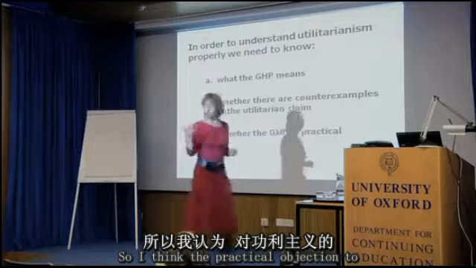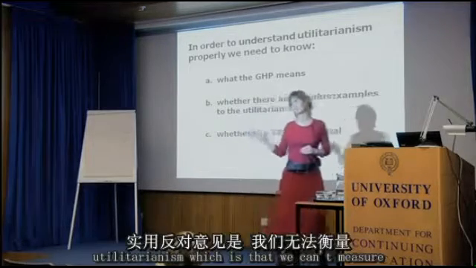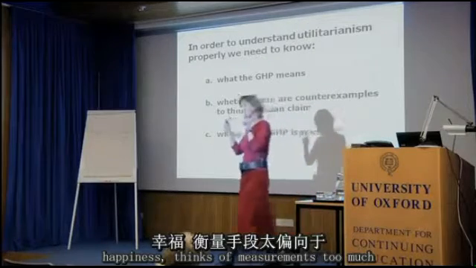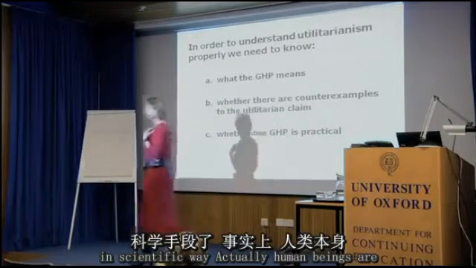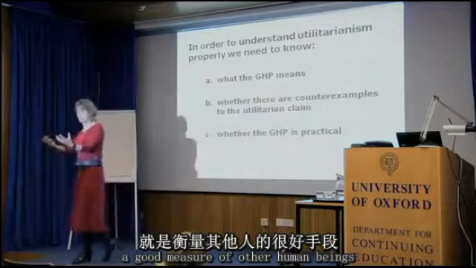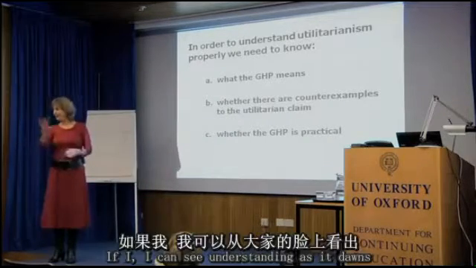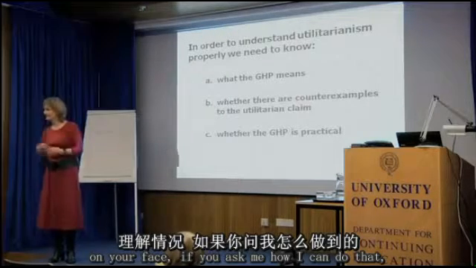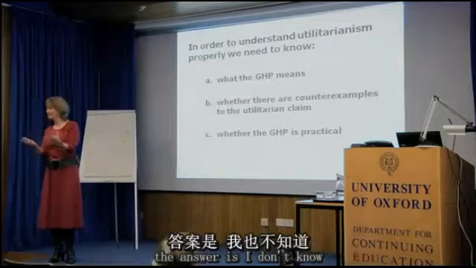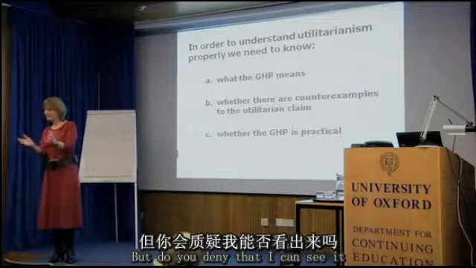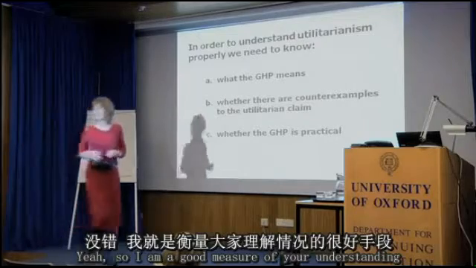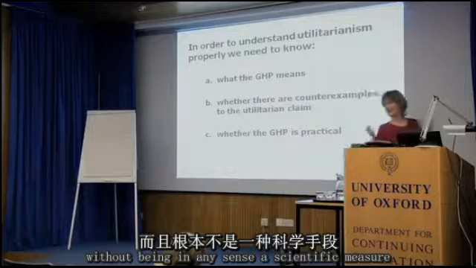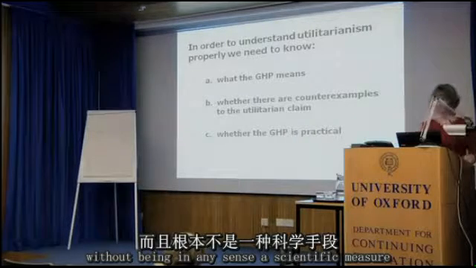So I think the practical objection to utilitarianism, which is that we can't measure happiness, thinks of measurement too much in a scientific way. Actually, human beings are a good measure of other human beings. I can see understanding as it dawns on your face. If you ask me how I can do that, the answer is I don't know. But do you deny that I can see it? So I'm a good measure of your understanding without being, in any sense, a scientific measure.